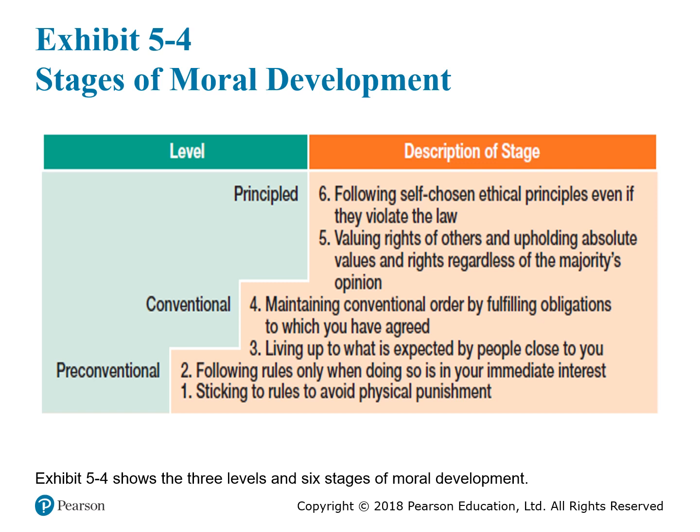So there's a negative result. So this child will only do the right thing, that is studying, only to avoid punishment or only to get a reward. So that's a pre-conventional level.